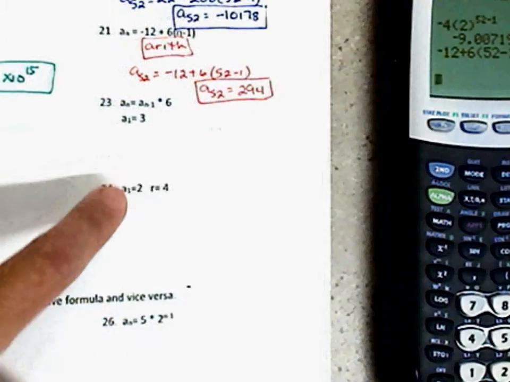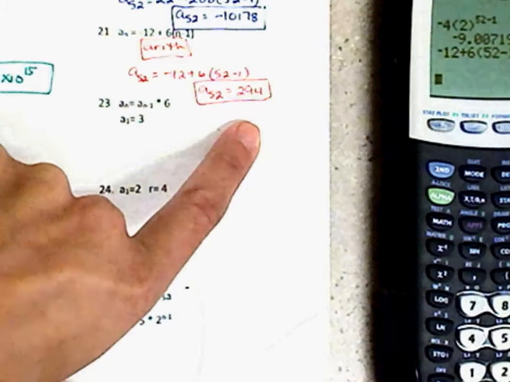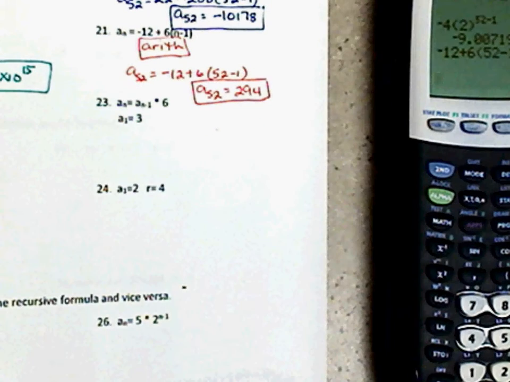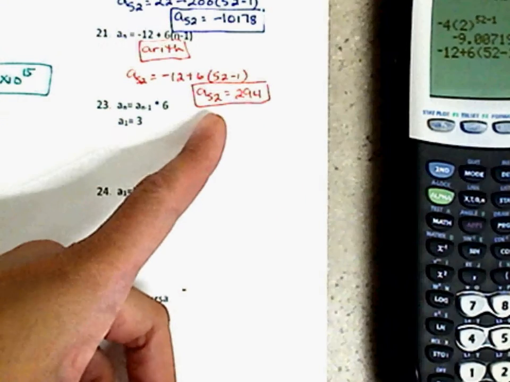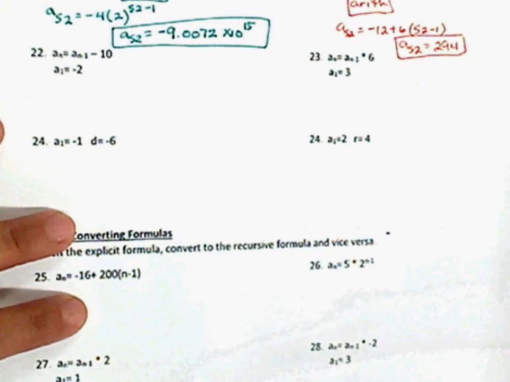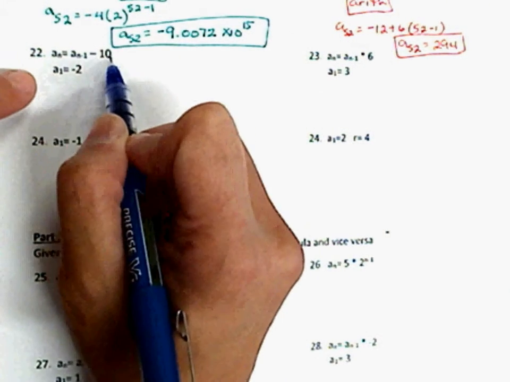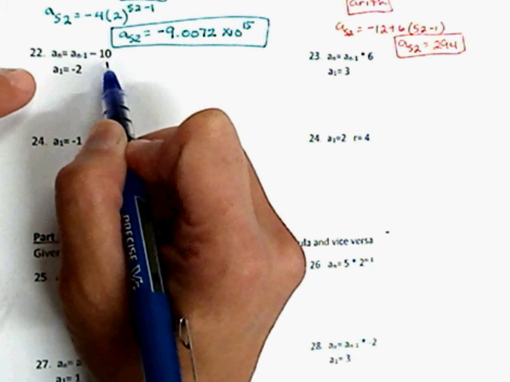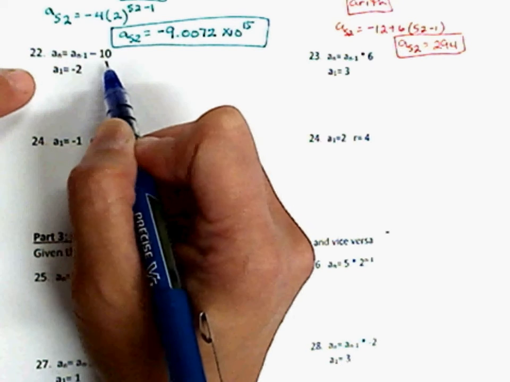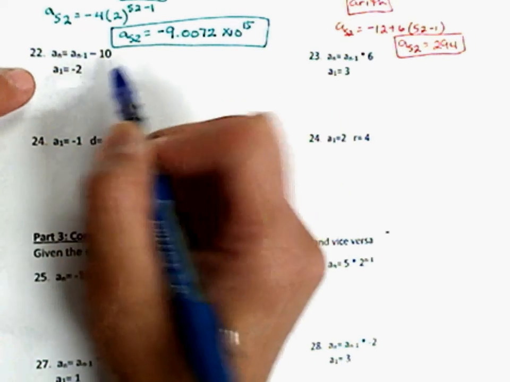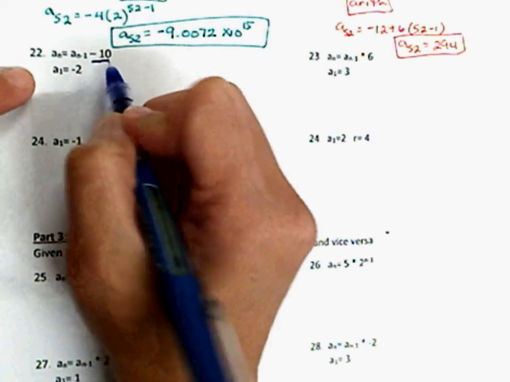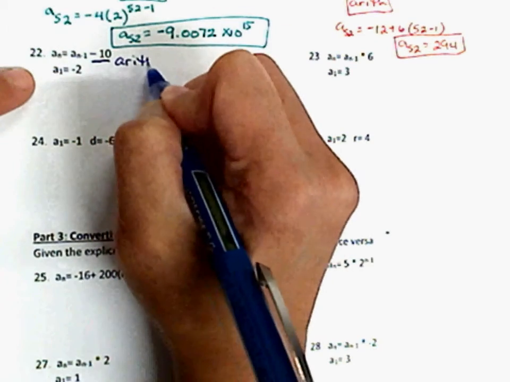Make sure you tell me what 294 is. Don't just write 294. That tells me it's the 52nd term. All right, very important how you label. Now, if you take a look at this, this is minus 10, okay? That is your recursive formula of an arithmetic sequence. There's your D right there. So that makes this one arithmetic.